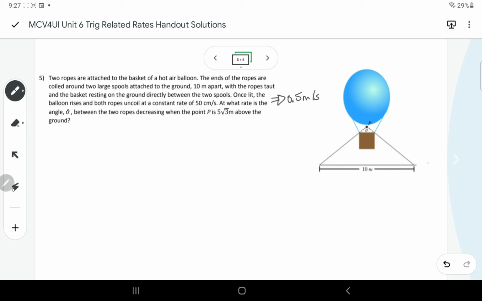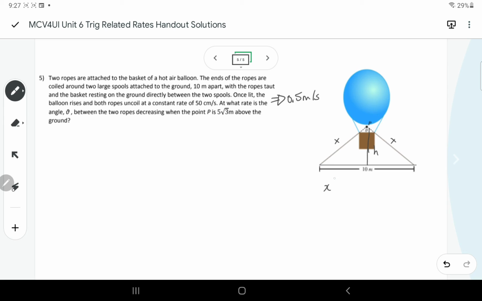Now, I know that that 10 meters is constant. I'm going to put an x here and here. And then I'm also going to drop down a height through the middle, because I think that's going to have an effect, because it says at what rate is the angle decreasing when that height is 5√3 meters above the ground. So we want to figure out what's happening and what do we know. So we could figure out x at that point.